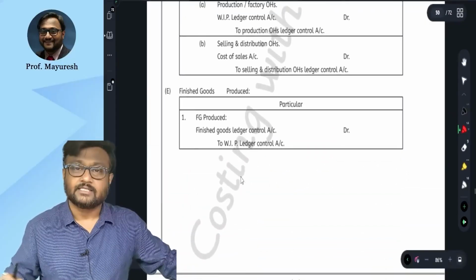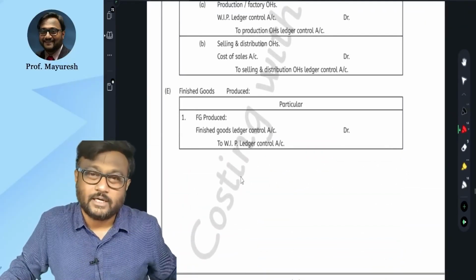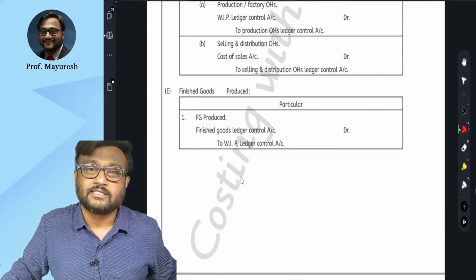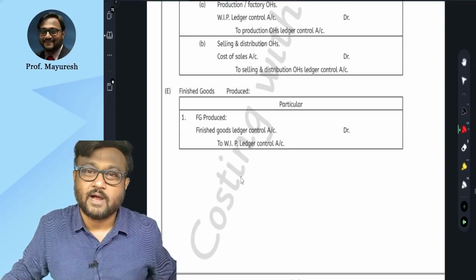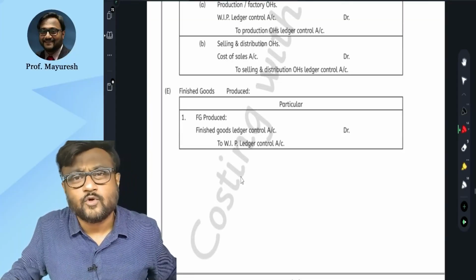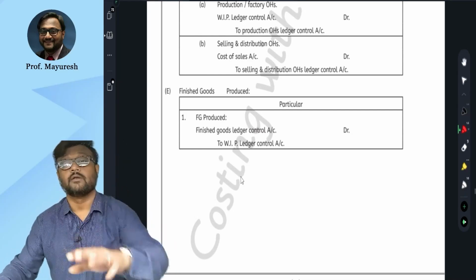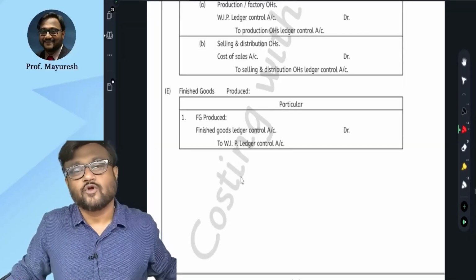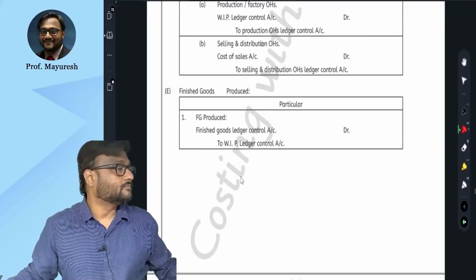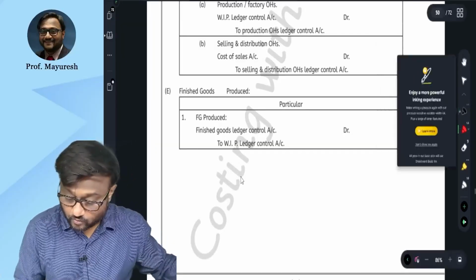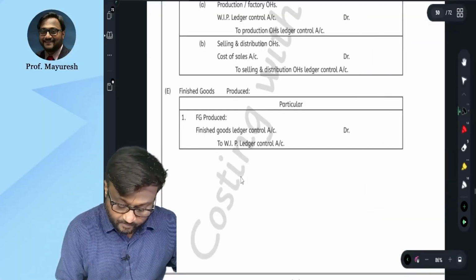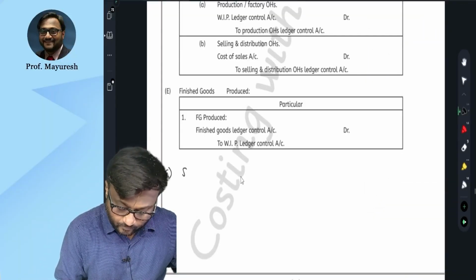And finally, sales, whether it is cash sales or credit sales, any which way, cash or bank debit, debtors debit, but we don't have cash account, bank account, debtors account. We debit cost ledger control account and we'll credit sales account. So if you want, you can write that entry number F, sales.